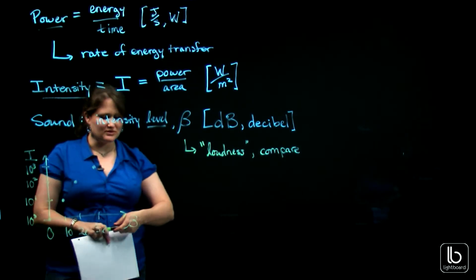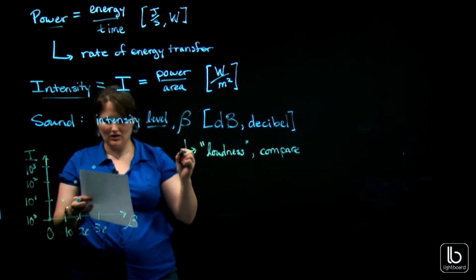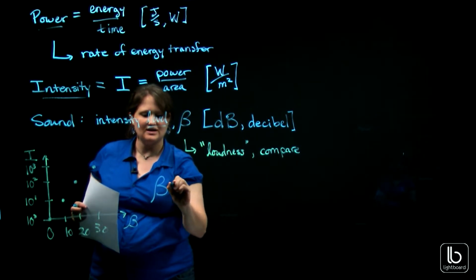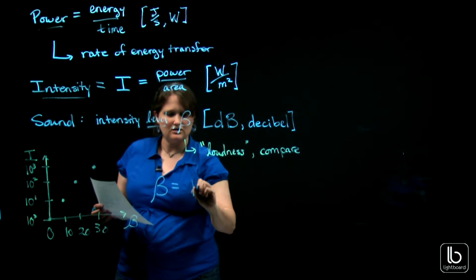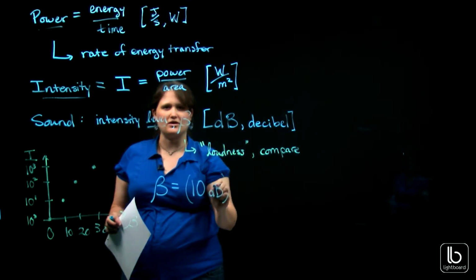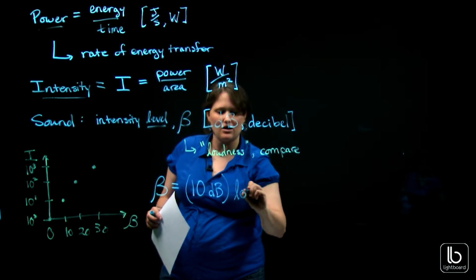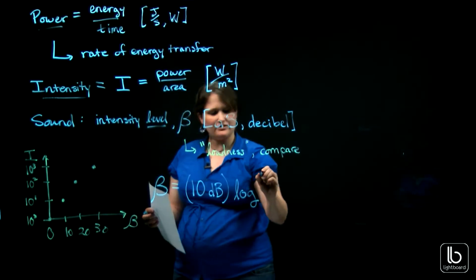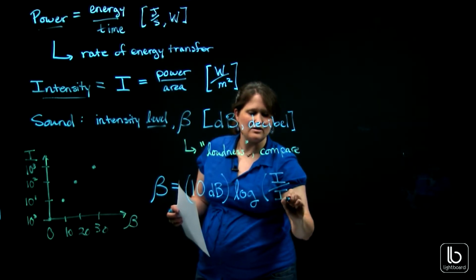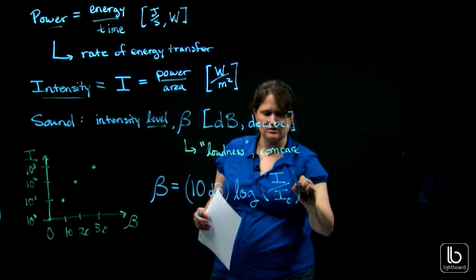The way we represent that mathematically is we say that our loudness, our intensity level, is equal to this 10 decibel multiplier. Okay, this always just sits out in front. It's just a multiplier by 10, multiplied by the log of the intensity over our baseline threshold intensity, and I'll explain that more in a second.